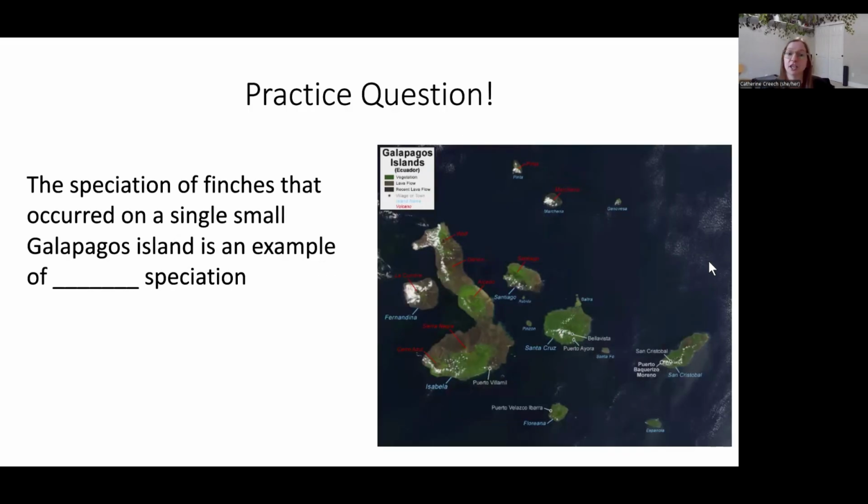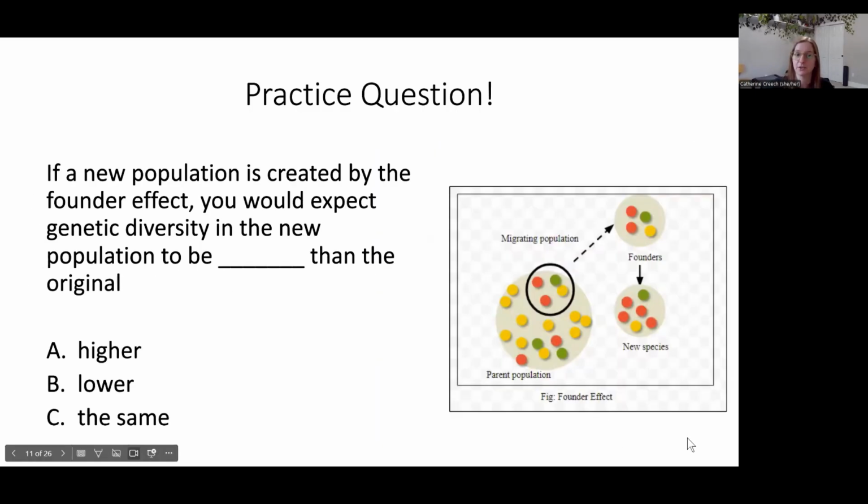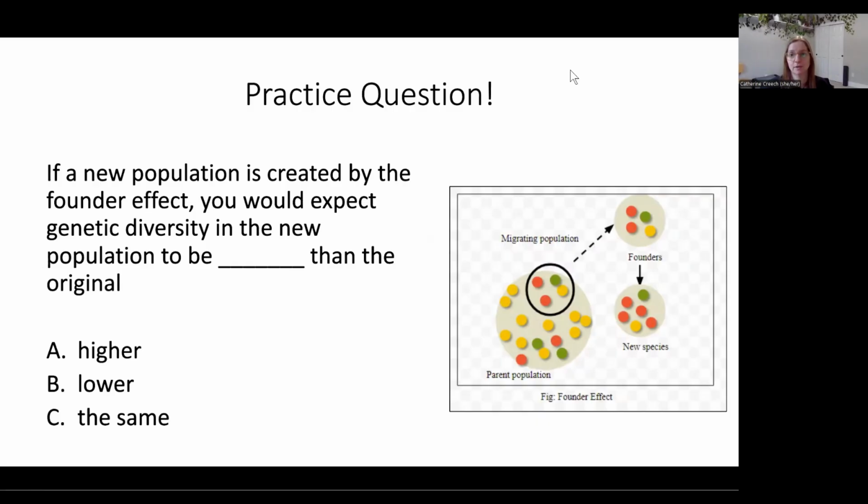The speciation of finches that occurred in a small population of the Galapagos Islands is an example of allopatric speciation. They're still geographically separated. If a new population is created by the founder, you would expect the genetic diversity in the new population to be blank than the original. Lower, because you have less genes represented.